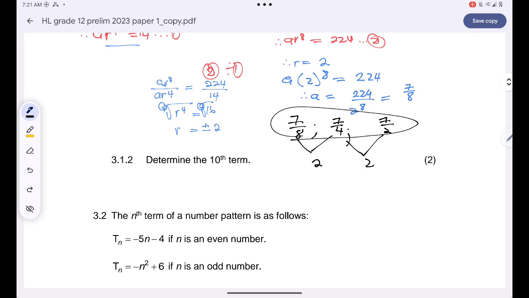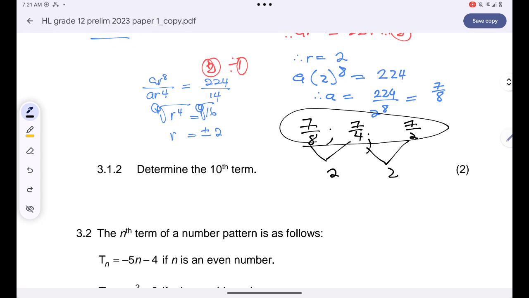And now they want us to determine the 10th term of the sequence. I know that Tn is equal to ar to the power n minus 1. So T10 will simply be equal to a, that's 7 over 8, r, that's a positive 2, and then I'll simply have 10 minus 1 as my exponent. This will give me 7 over 8 multiplied by 2 to the power of 10 minus 1. So the answer is just 448. The 10th term of my sequence will simply be 448.